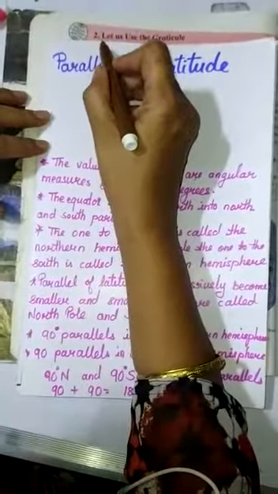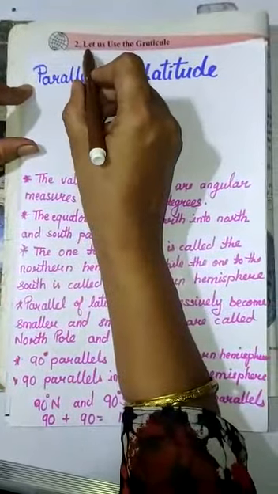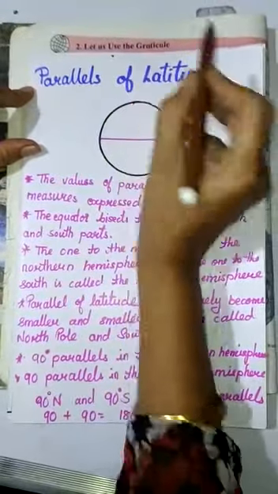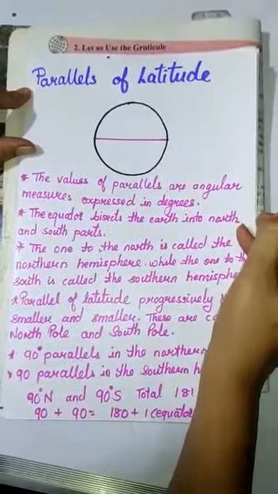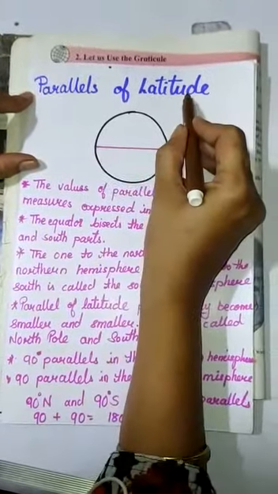Good morning children. Today we are going to learn lesson number 2. Let us use the graticule. Okay. So first we are going to learn about parallels of latitude.